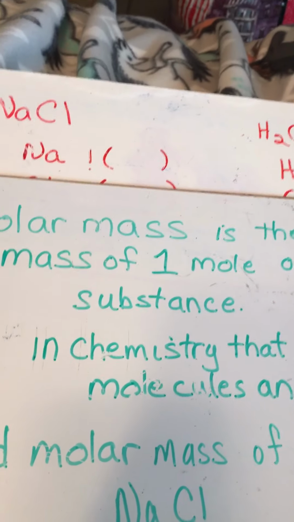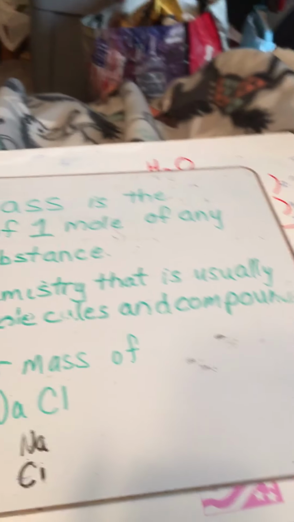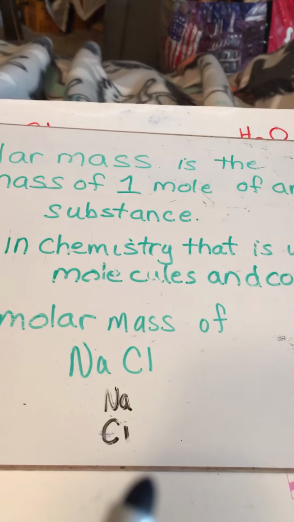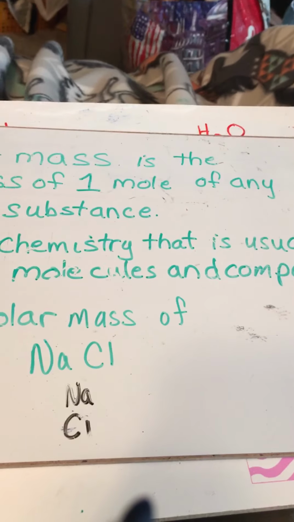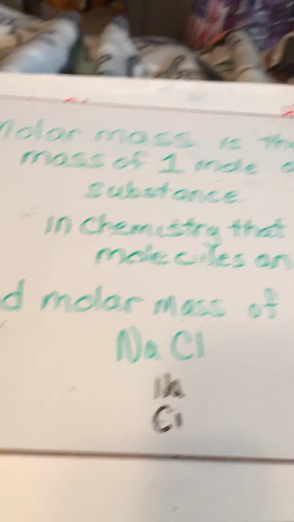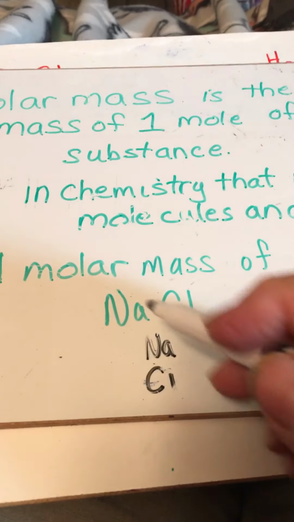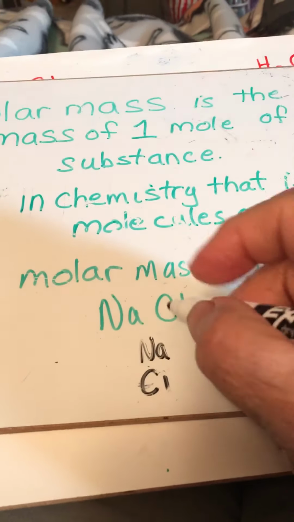Molar mass is the mass of 1 mole of any substance. In chemistry, that is usually molecules and compounds. So let's find the molar mass of sodium chloride. The first thing we do is write our elements and count how many.